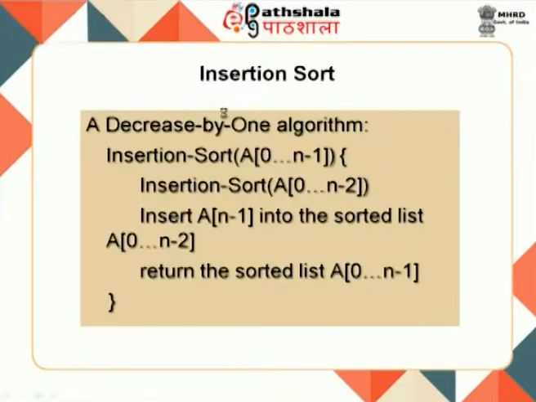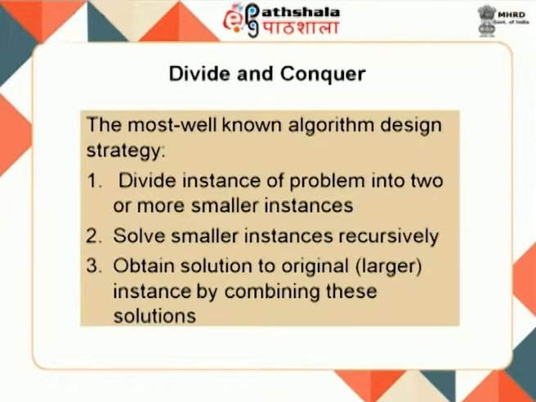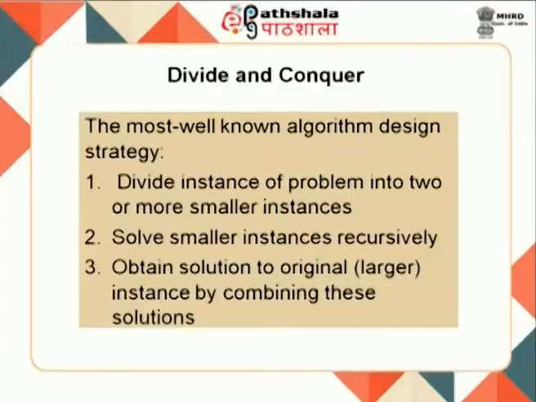So, that is about decrease and conquer. Similar to that, but with a slight change in name, is divide and conquer. This is the most well known algorithm design strategy. You just divide the instance of a problem into 2 or more smaller instances. There we divided by a constant factor, but we got only one instance. Here we have 2 or more similar smaller instances. You solve the smaller instances recursively and obtain the solution to the original instance by combining these solutions.